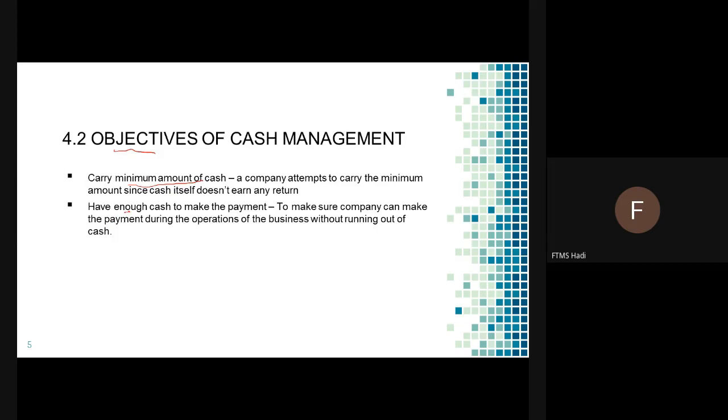And then the second one: have enough cash to make payments. Make sure the company has very good cash flow, to ensure that cash is available for payment. Because if companies cannot pay wages, salaries, or utilities, then the company will be in big trouble. They need to ensure that they can run the business without running out of cash. Whatever bills the company receives, they need to pay, and make sure the money is available.